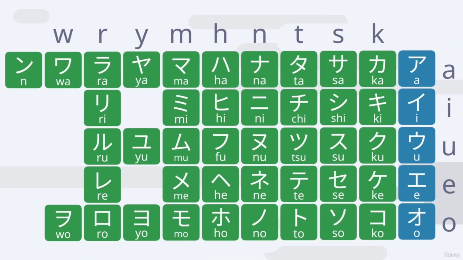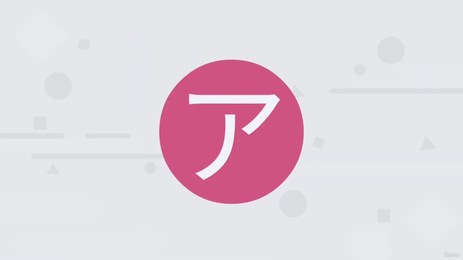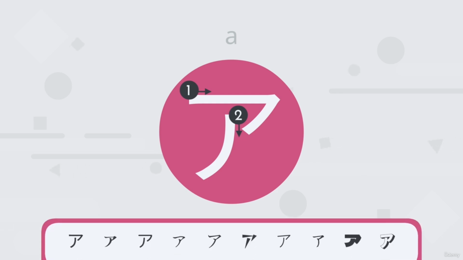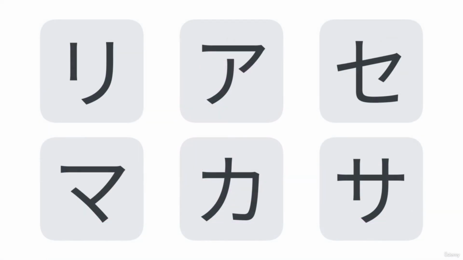In this lesson, we'll learn the katakana characters for the 5 vowel sounds in Japanese. A, I, U, E, O. The first character we'll learn is A. A. Which of these characters is A? A.